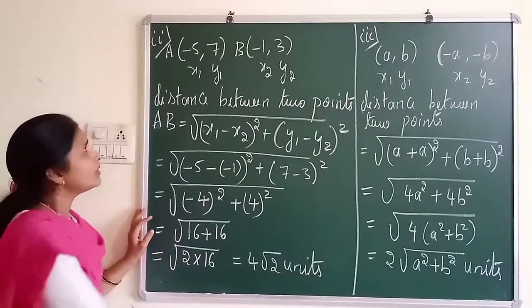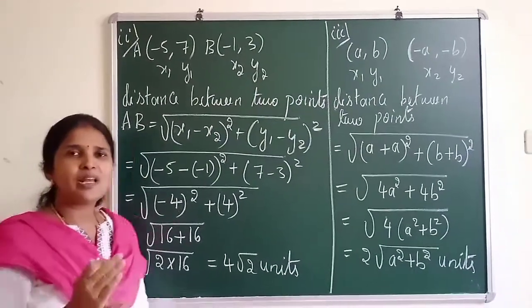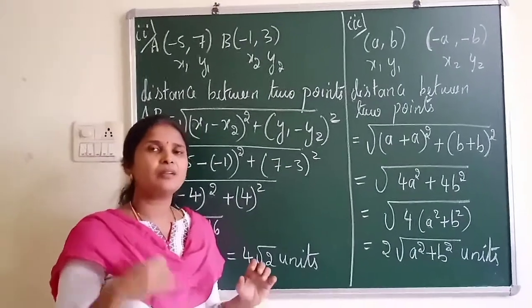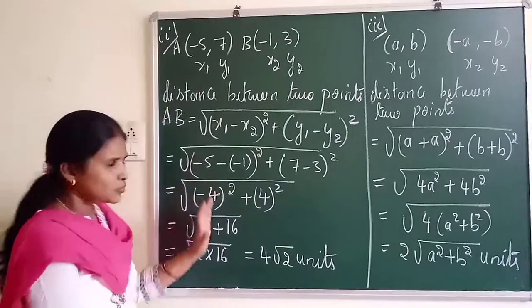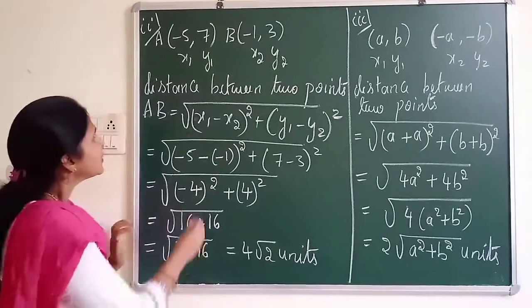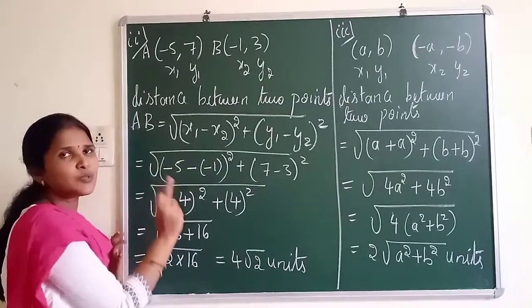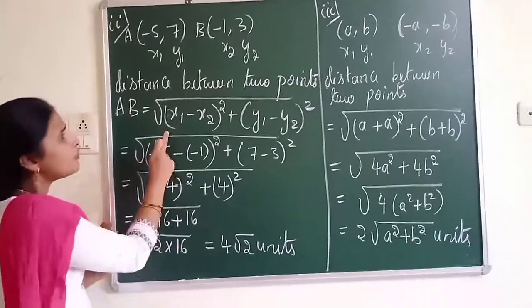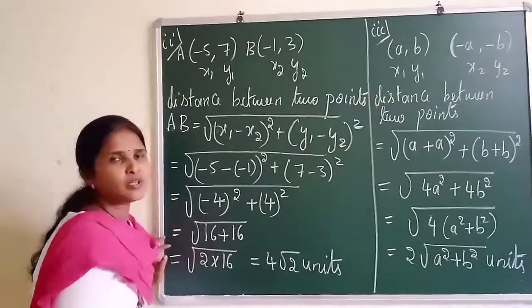Next question: (minus 5, 7) and (minus 1, 3). As I already told you, try to do this mentally. Remember the formula in your mind and try to do it orally without using a pen. Here I am again explaining clearly, but the third question let us do mentally. The distance between two points A and B: the first point is always x1, y1 and the second is x2, y2. The formula is root of (x1 minus x2) whole square plus (y1 minus y2) whole square.